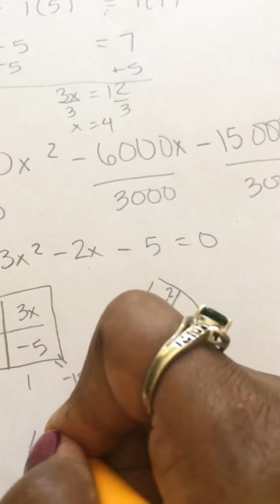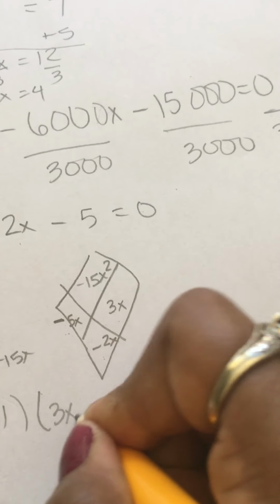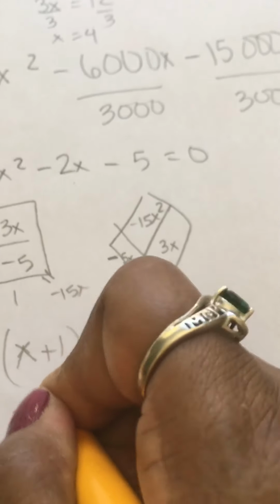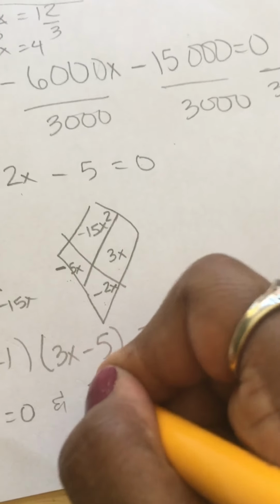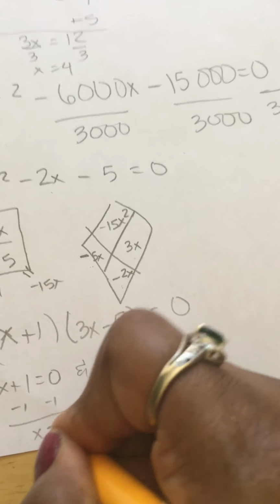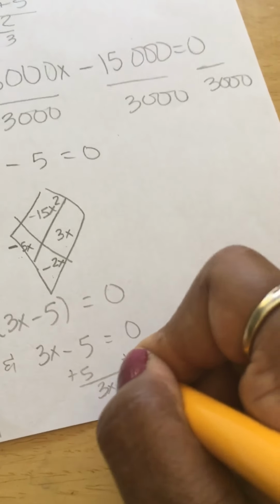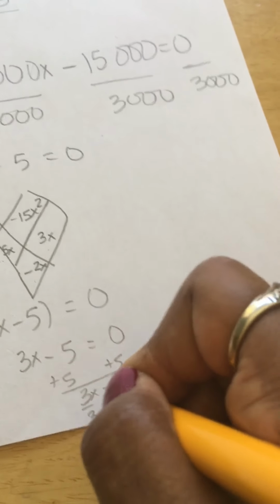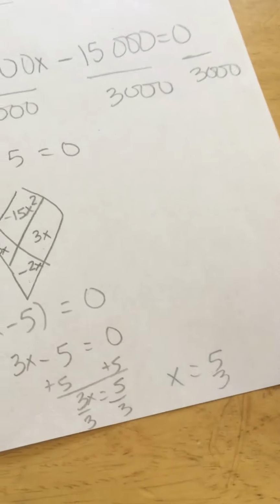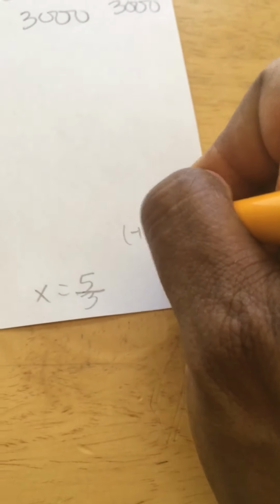And we get x plus 1 times 3x minus 5 equals 0. And we write x plus 1 equals 0, and 3x minus 5 equals 0. Alright, subtract 1, x equals negative 1. Or add 5 here, 3x equals 5. You have to divide by 3. And x equals 5/3. So what's my roots? And we're going to write it over here because I'm running out of room. Negative 1 comma 0 and 5/3 comma 0.